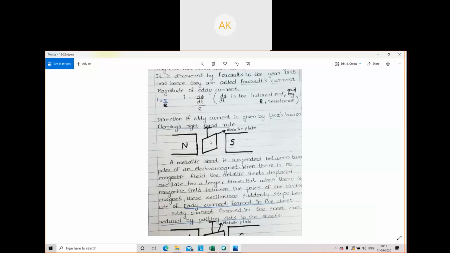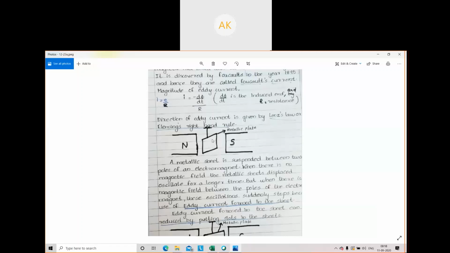Okay. So why did this metallic plate suddenly stop when a magnetic field is set up between the poles of the magnet? Because of the eddy current. What is the property of the eddy current? The eddy current formed will always oppose the cause which is producing it. What is the cause? Change in flux. Here the magnet is not moved, only the metallic sheet is moved. So the change in flux is opposed. It will send a current in the plate in order to oppose the change in flux, and oppose the motion.